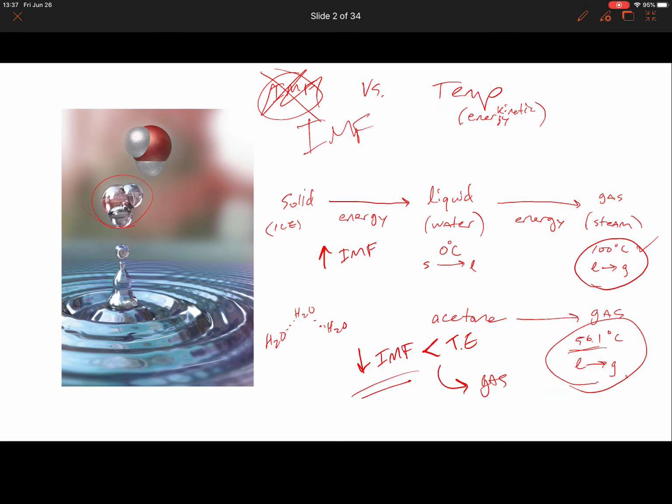And this goes for milk, this goes for blood, unless you have a pure solution of something like rubbing alcohol or acetone. Most things actually are solids or they're gases, and very few things are liquids. The things that are liquids obviously have a little less intermolecular forces than the things that are solids.